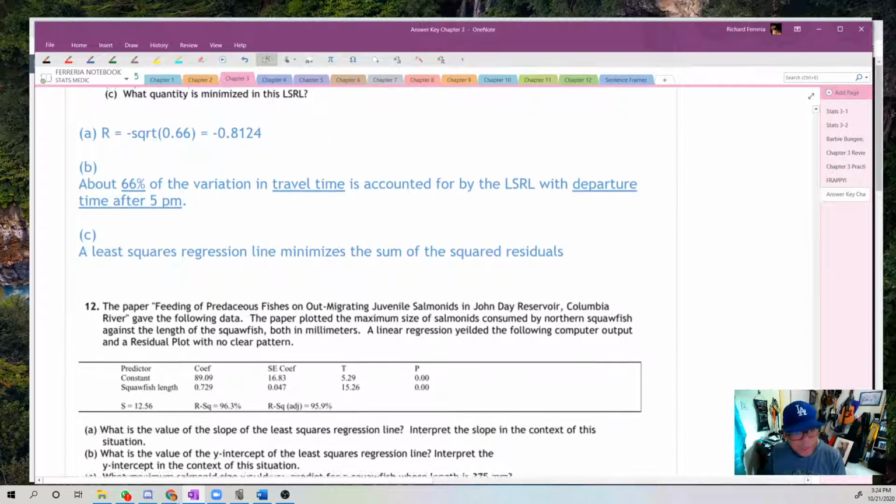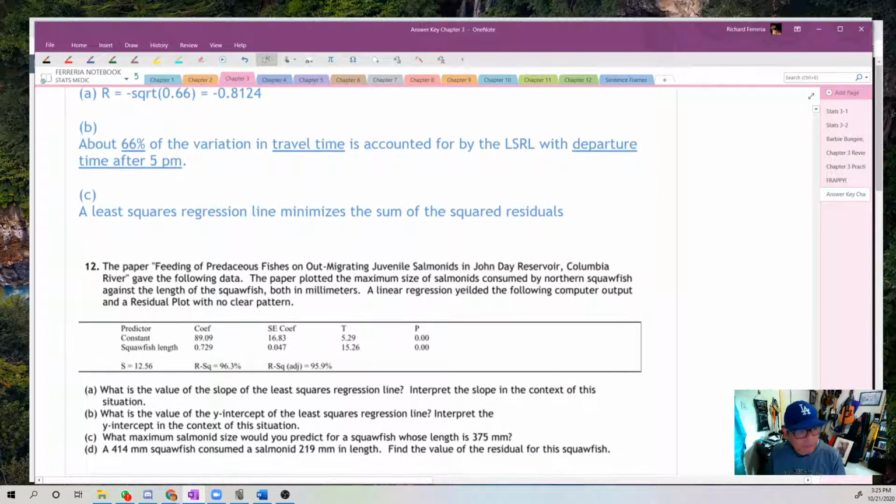So the regression line yields the following computer output. Here's our computer output. And I'm going to highlight some of the parts for you. First of all, we've got A. You can tell which one's A because it's next to the word constant. So here's A. Whatever's left over under the coefficient, that is B.